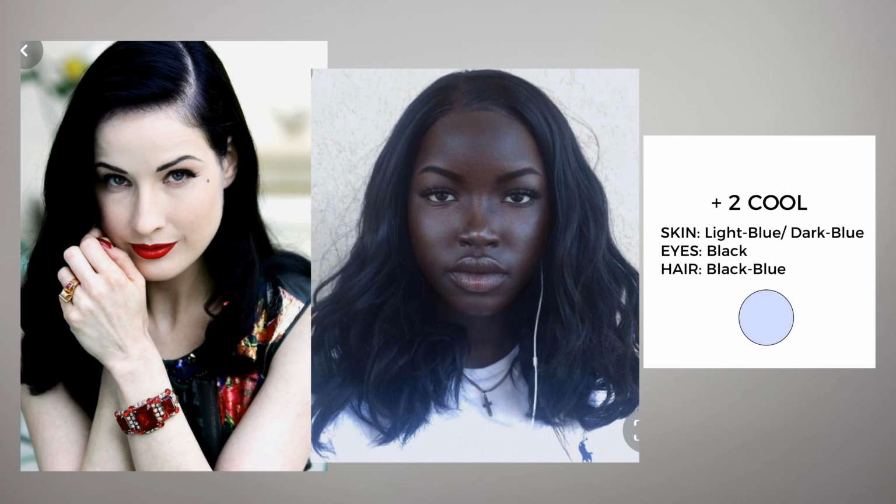In +2 cool skin undertone category, we have two different types of people. Some of them have a very dark blue skin color with very dark blue hair color and very dark eye color. These people get tan in the sunlight. And the second type is people with very white, pale blue skin color, with very dark blue hair color and very dark eye color. These people never tan and they get burned in the sunlight.